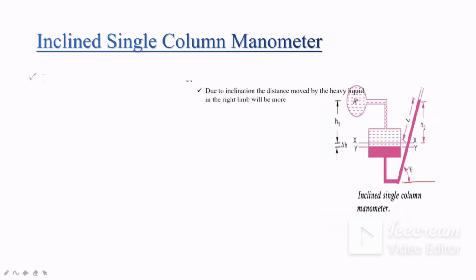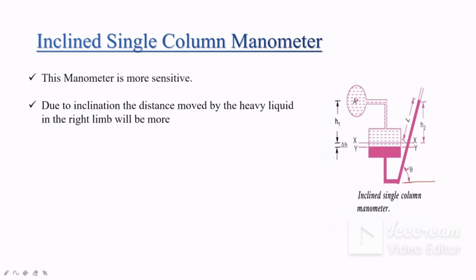In the inclined single column manometer, the manometer is very sensitive. This type of manometer is very sensitive. Due to the inclination, the distance moved by the heavy liquid in the right limb will be more.